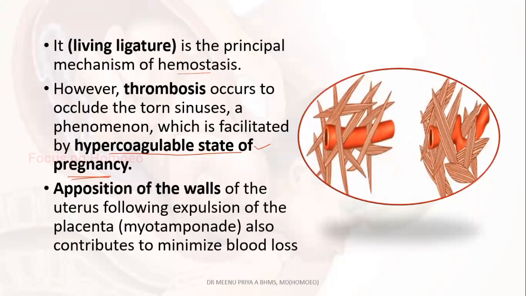So these are the changes which occur in the blood circulation. Immediately, these myometrial muscular fibers clamp the blood vessels. That is how it gives the picture of ligating, and that is how bleeding is controlled.